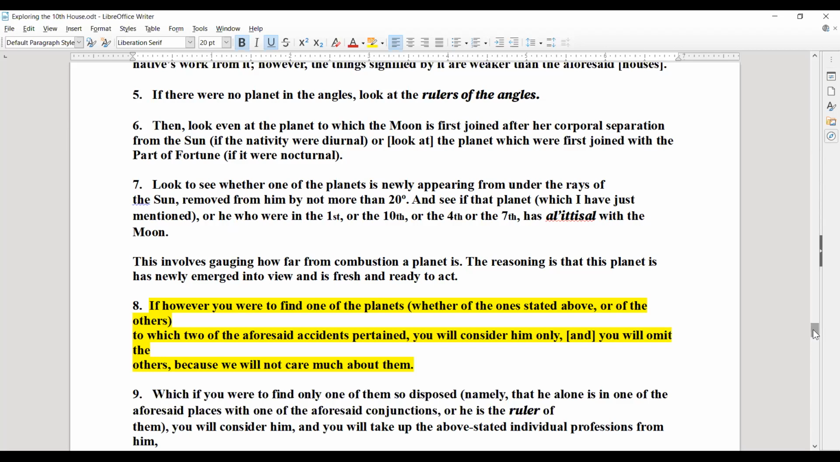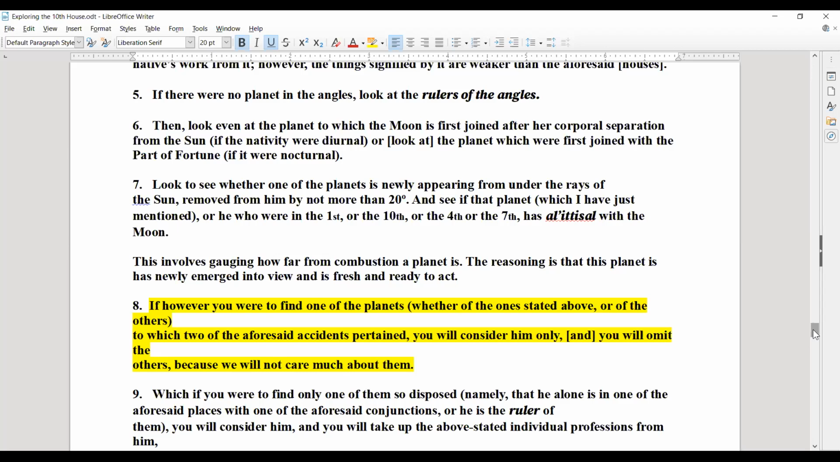And then look at the planet to which, okay, so this is an interesting thing that he's talking about that I'm not going to put a lot of stock in for you, but he's saying, look, even at the planet to which the moon is first joined after the corporal separation from the sun. What they're saying is, after the new moon, they're not talking about the chart as it exists in your hand. They're talking about what's the first aspect the moon made right after the prenatal new moon. That's what it's actually talking about.